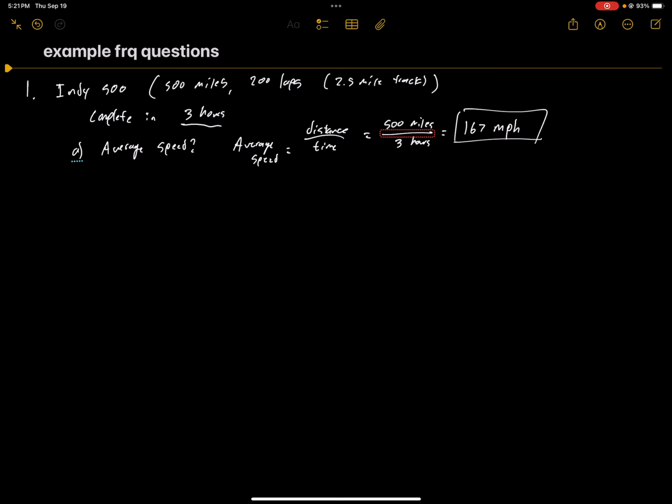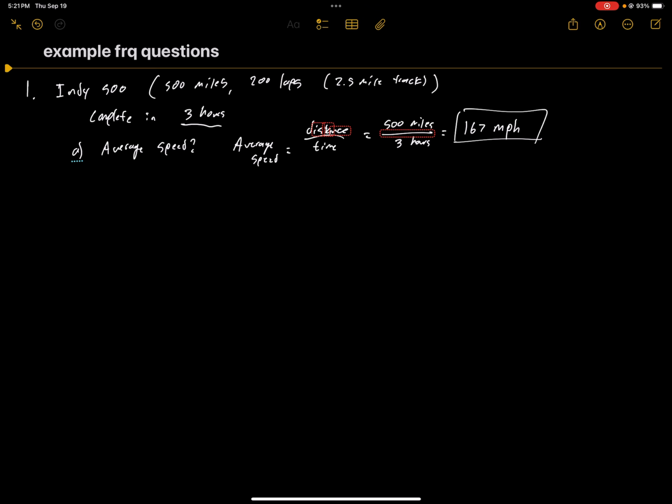So one question could be, what's the average speed of the car? If you complete the Indy 500 in 3 hours, what was your average speed? Here I have average speed is distance over time. Ignore the little red underline thing. I'm not sure why the iPad does that, but it'll go away eventually.